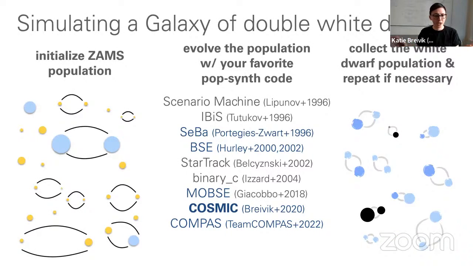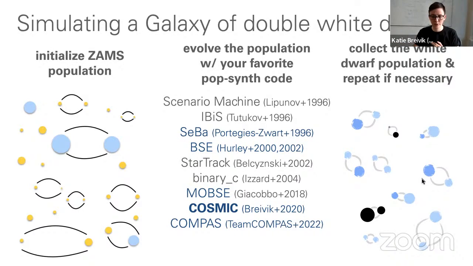The way that we actually forecast what we expect LISA to see is a very similar process to all binary population synthesis studies. We initialize a stellar population. We evolve them one by one using our favorite PopSynth code. Here I'm showing you a whole host. There's tons of PopSynth codes. I only told you about Cosmic because that's the one that I'm a part of, but there are a bunch of them. The ones in blue are publicly available, but Cosmic is the only one that you can access through Python. So you initialize your population, send your binaries through with Cosmic, evolve them from zero age main sequence to the present day, collect your double white dwarfs and repeat.